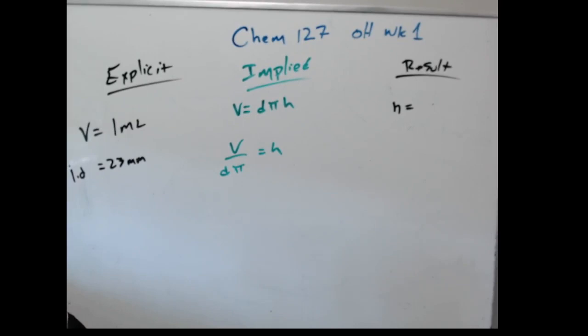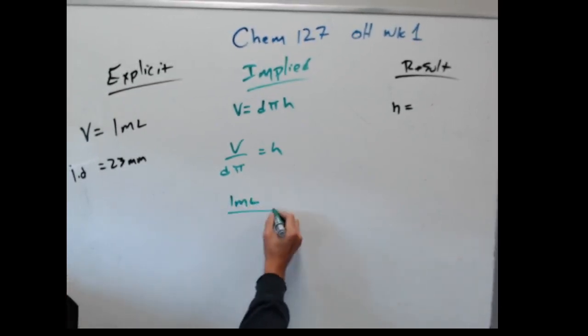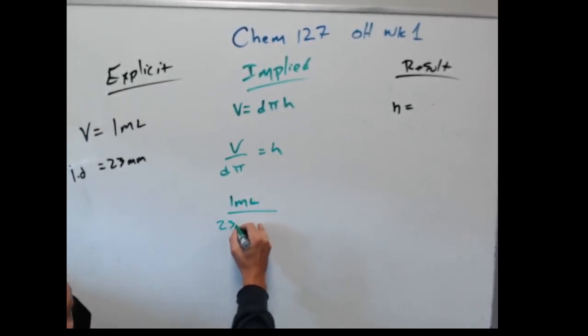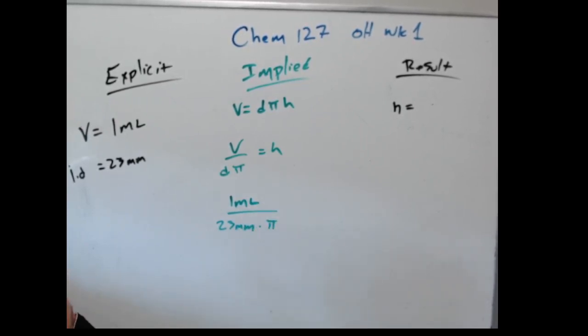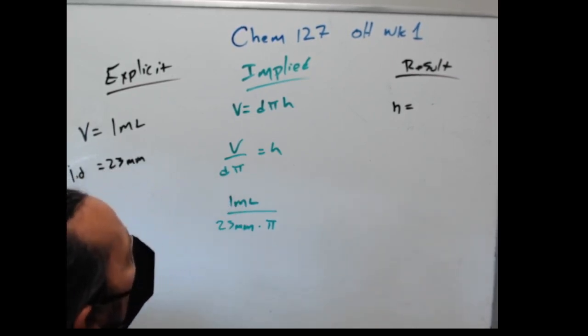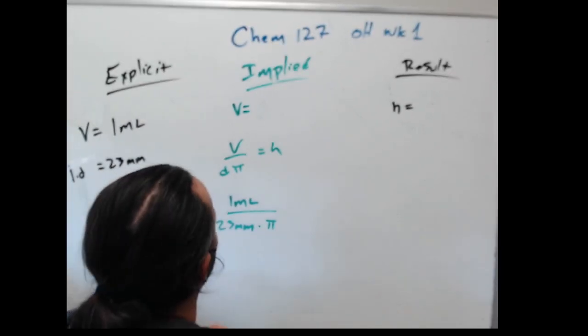That's all I got to do. The thing we have to be careful about is our units are going to have a mismatch here. If we plug in 1 milliliter divided by 23 millimeters times pi, wait, we've got something wrong here. Yeah, I looked it up. I think it's r squared. Yeah, there we go. I was like, wait a minute, the units aren't working out. This is pi r squared.